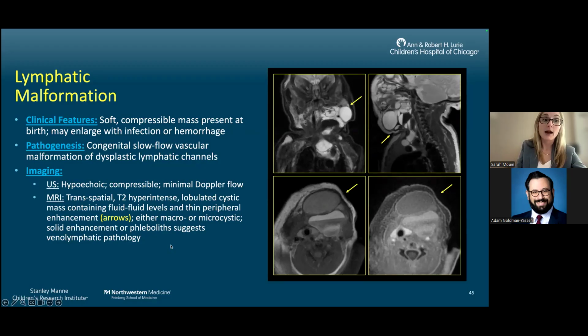The cyst can be macrocystic or microcystic. Macrocystic lesions, I think, are a little bit easier to characterize. The microcystic can be challenging because the cyst walls can end up mimicking solid enhancement, which makes the imaging characterization a little bit more challenging. But if we see solid enhancement or phleboliths associated with the lesions, you want to think about something along the venous malformation or venolymphatic spectrum of pathology.